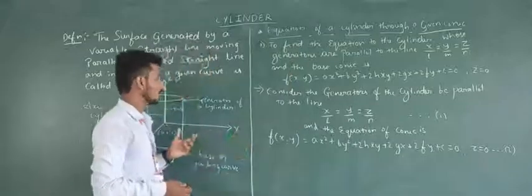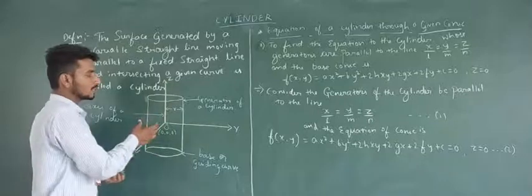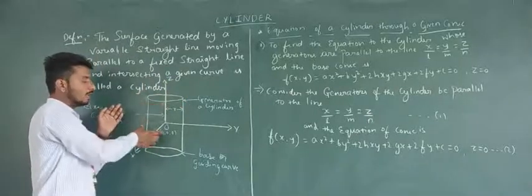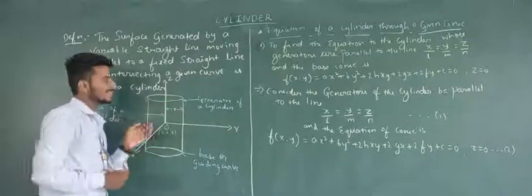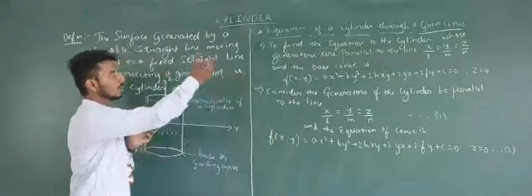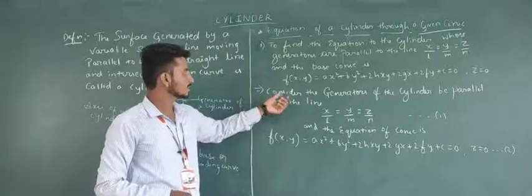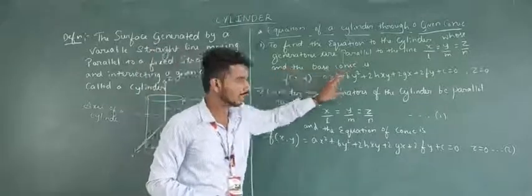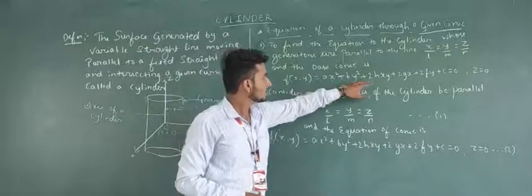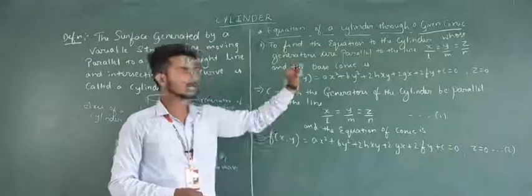So look at this diagram here. By using the conic equation, when we make z equal to 0, then that will make the shape of the cylinder here. So by using this conic equation, we will find the equation for a cylinder. So here we have the conic equation, that is ax square plus by square plus 2hxy plus 2gx plus 2fy plus c equal to 0, and here z equal to 0.